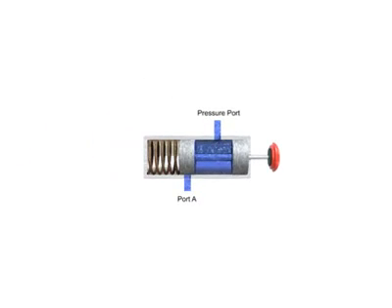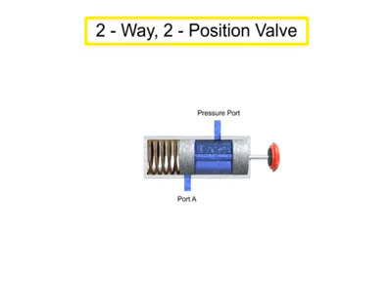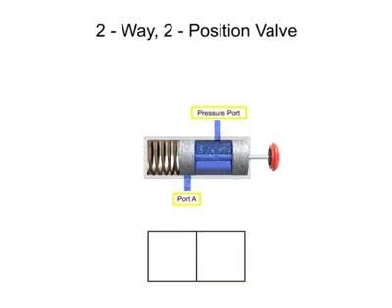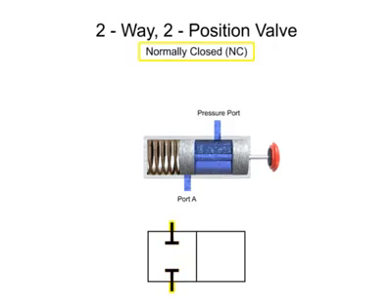Here is a similar valve to the one previously shown. It has 2 ports and 2 positions. So it is also a two-way, 2-position valve. To illustrate the differences with this valve, let's build its graphic symbol. It is a 2-position valve, so the graphic symbol will have 2 adjacent boxes. This valve also has 2 ports. However, in the normal non-actuated position, both ports are blocked. Therefore, it is a normally closed valve.